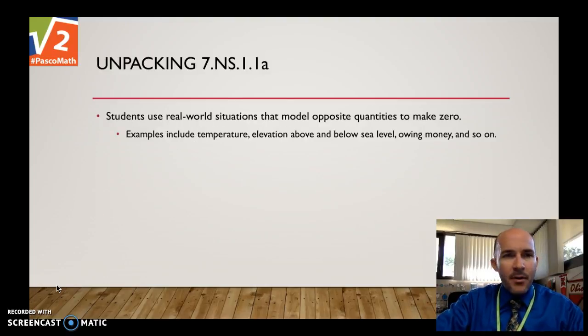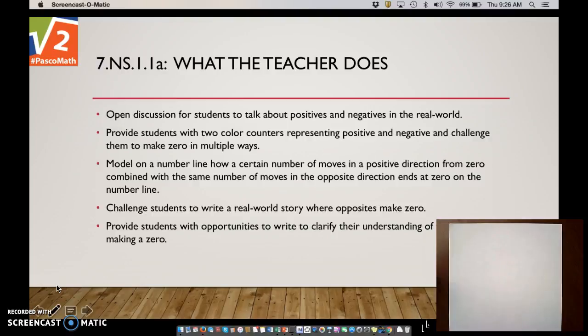So to unpack that part of the standard a little bit, part A, students are going to use real-world situations that model opposite quantities to make zero. Examples include temperature, elevation above and below sea level, owing money or earning money, and so on. Since the standard talks about describing situations in which opposite quantities combine to make zero, we need to provide opportunities for students to talk about positives and negatives in the real world.